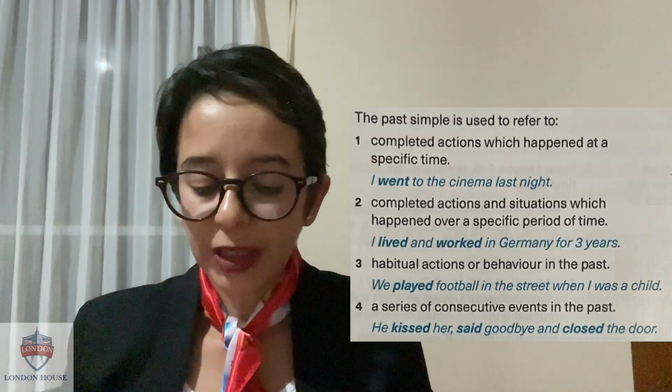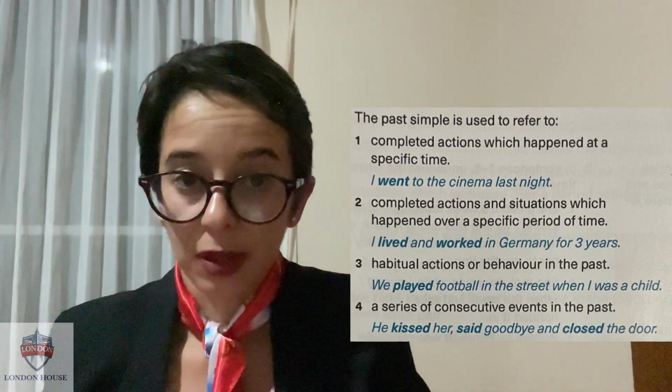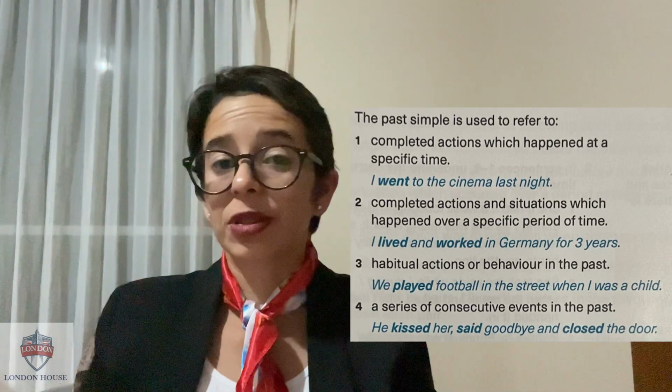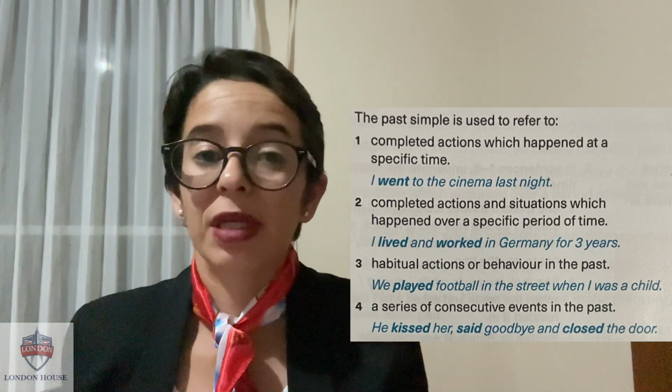Well, now let's go for the uses of past simple. Well, you have 4. Okay, the first one, completed actions which happened at a specific time. Okay, for example, I went to the cinema last night. Okay, it happened yesterday at night and it doesn't happen anymore.